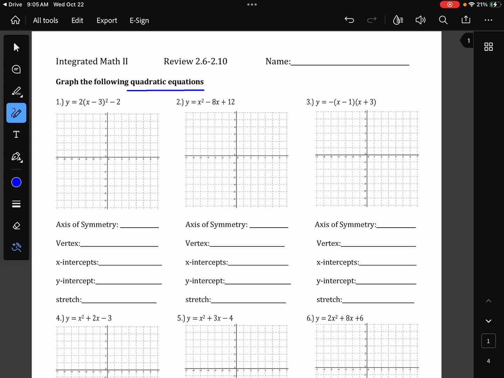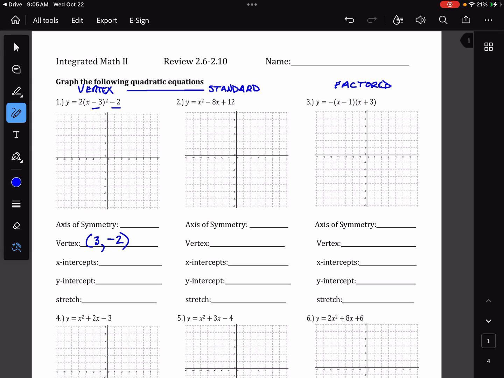We have one in vertex form. We have one in standard form. And we have one in factored form. Okay, and each one has its pros and cons. So vertex form, that one is the one that just gives you the coordinates of the vertex. Inside the parentheses, we take the opposite. So my vertex is at +3, and outside the parentheses, it stays the same, -2.